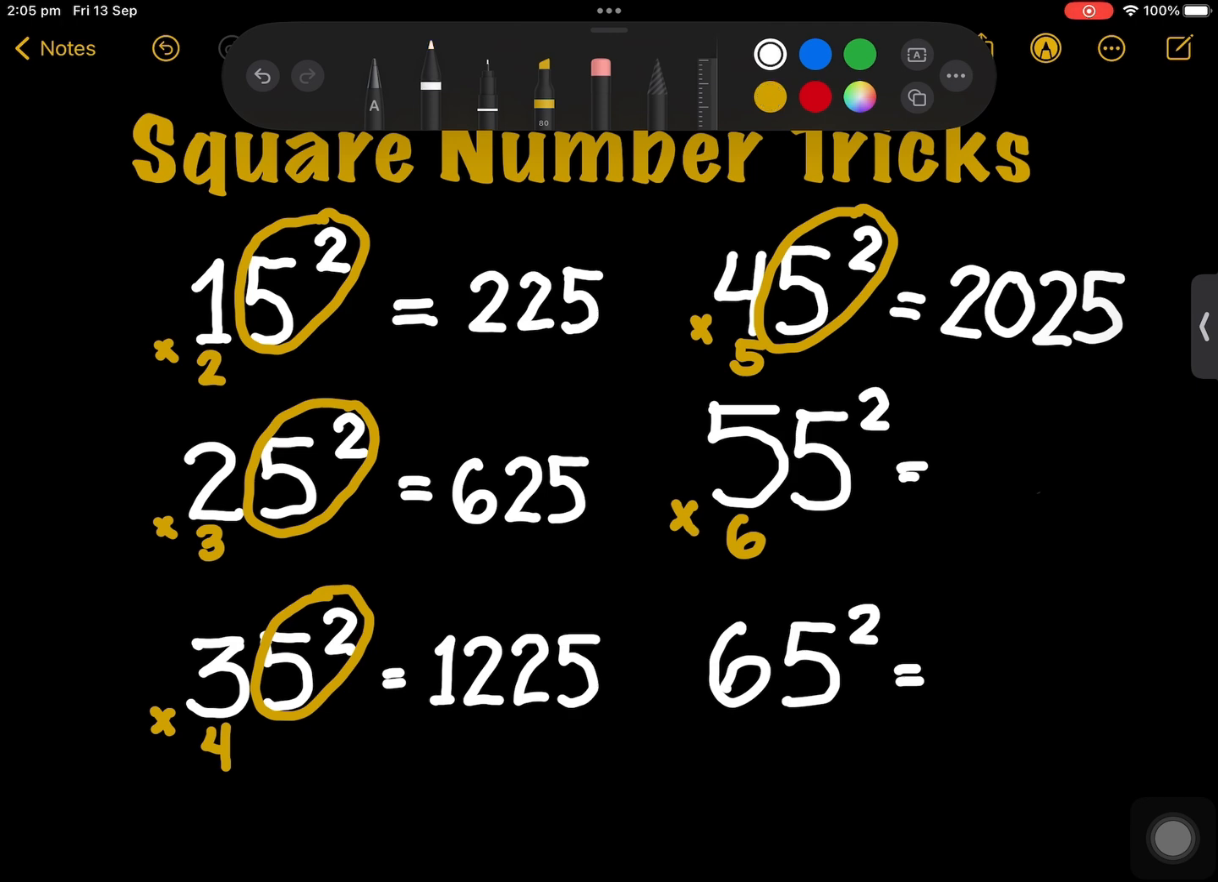Similarly, the next number after 5 is 6. So 6 times 5 is 30. So 30, and then you get 5 square. So 5 times 5 is equal to 25.